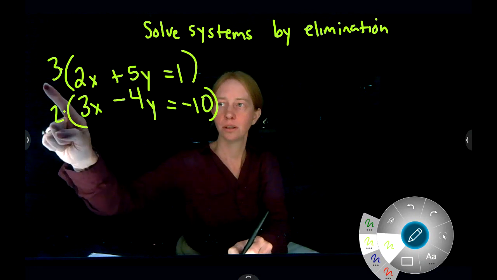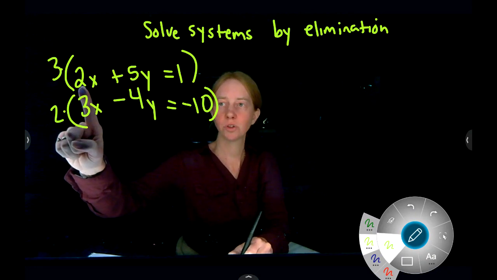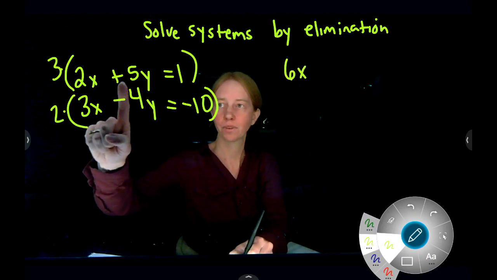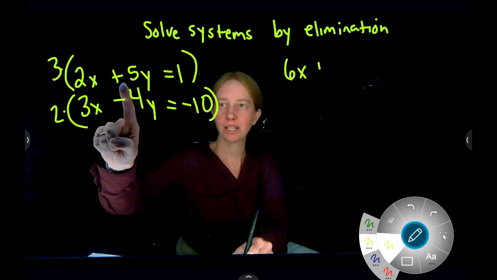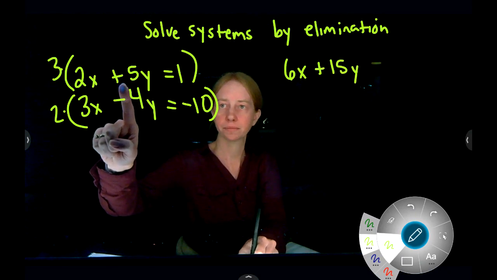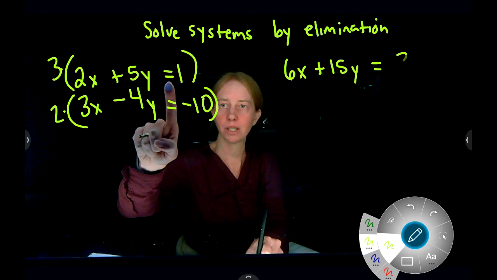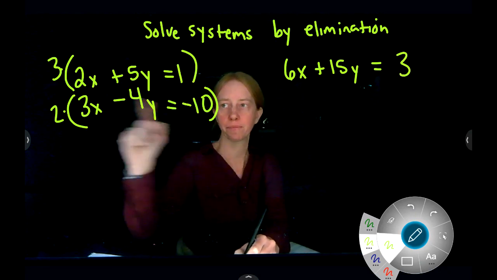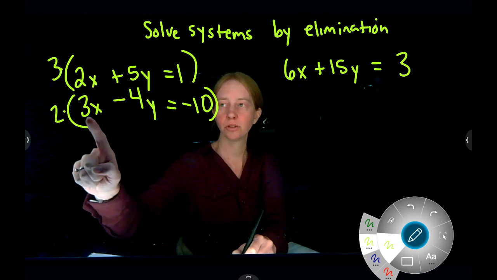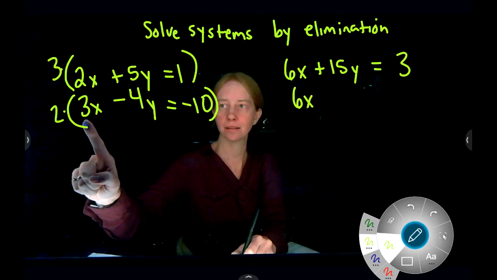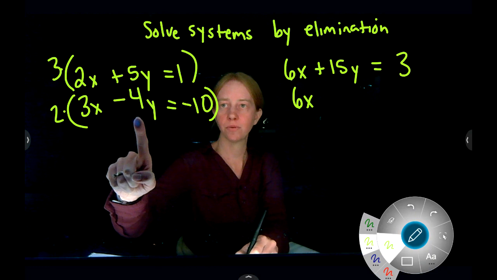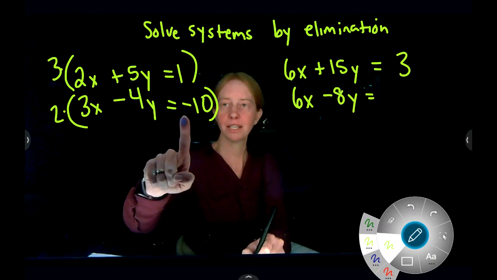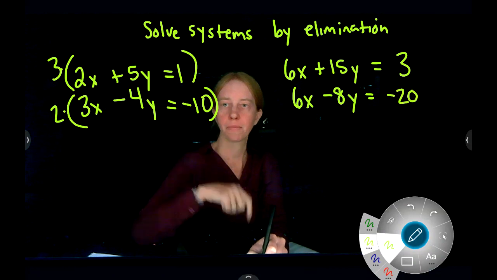So 2x times 3 is 6x. 5y times 3 is 15y. 1 times 3 is 3. So we've multiplied every element by that 3. Okay, we're going to do the same thing here. 2 times 3x is 6x. 2 times -4y is -8y. 2 times -10 is -20.